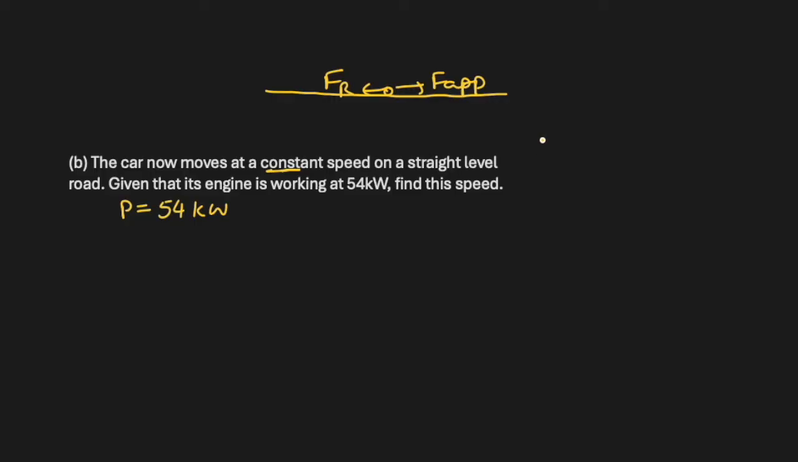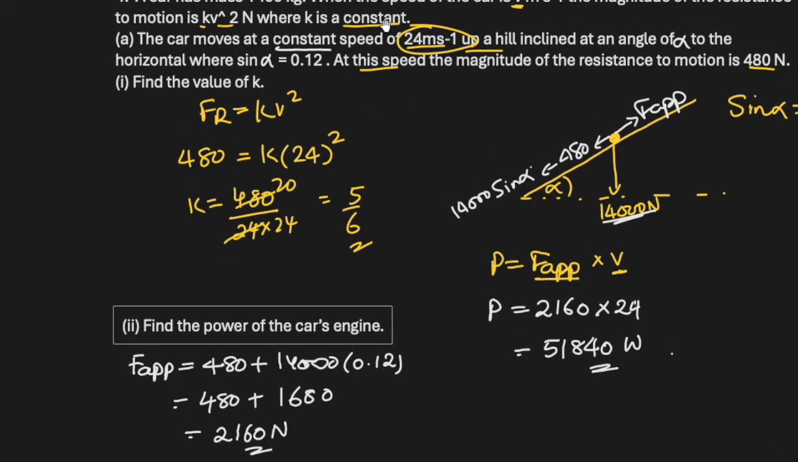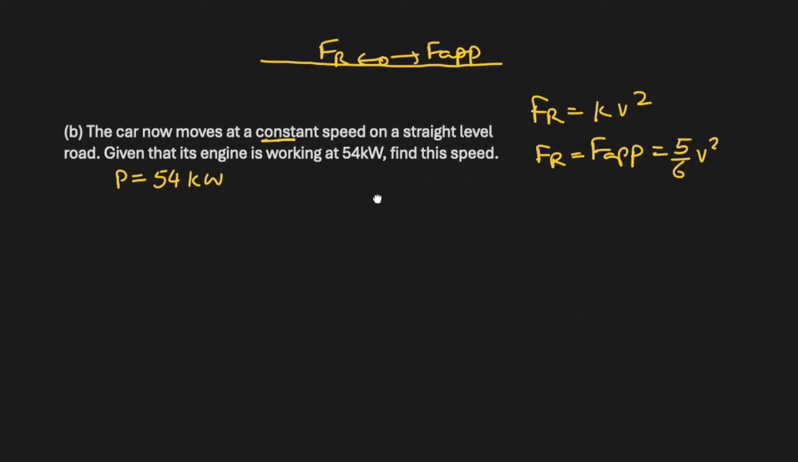So what is Fr? Fr is kv squared, right? And k we know, so the resistive force becomes the applied force also. They are both equal and both of them will be 5/6 v squared. Why? Because they said k is constant. Though 5/6 came with a part, they said here where k is a constant. So that means 5/6 will remain 5/6 in this part as well.